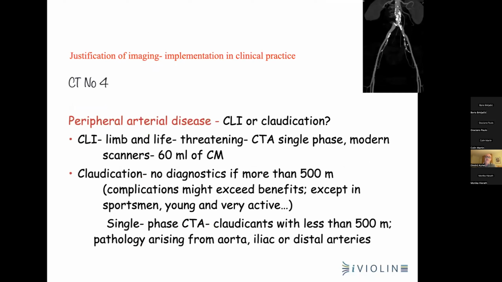In another patient with peripheral arterial disease, we have to know if it is critical limb ischemia or claudication. In patients with critical limb ischemia, this is a limb and life-threatening condition. CTA, single phase, and 60 milliliters of contrast media are enough. In claudicants with claudication more than 500 meters, we don't need any imaging investigation because the complications might exceed the benefits of the investigation.